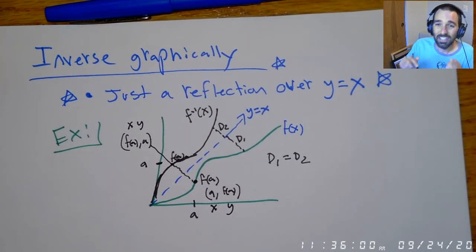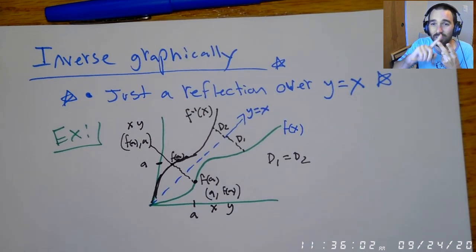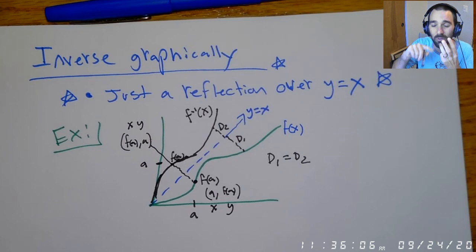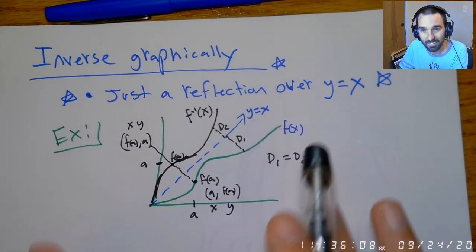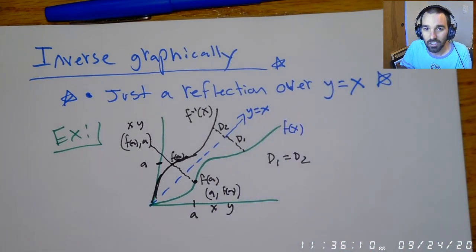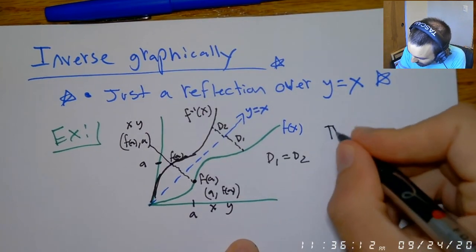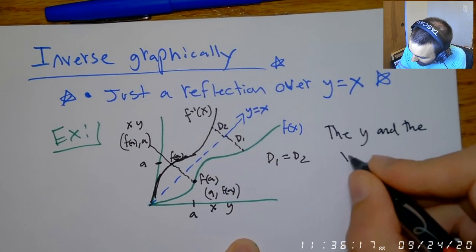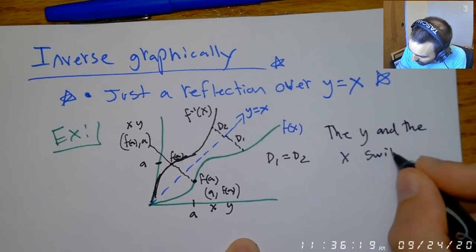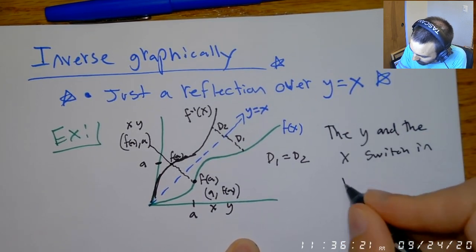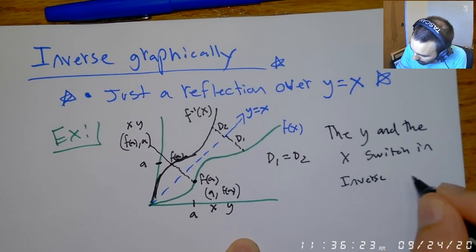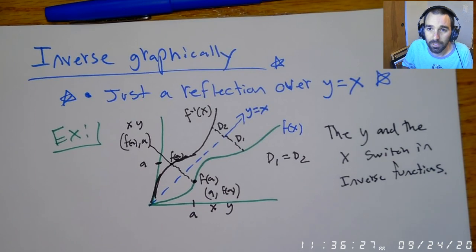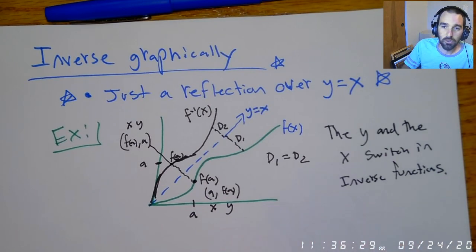And if you know that, you know how to solve them, you know how to identify them. You can identify them in a graph, in a table. You can do it algebraically. This is the key knowledge to everything, okay? So the y and the x switch in inverse functions. Okay, that's the key takeaway. Okay, so I tried to do it a little visual.